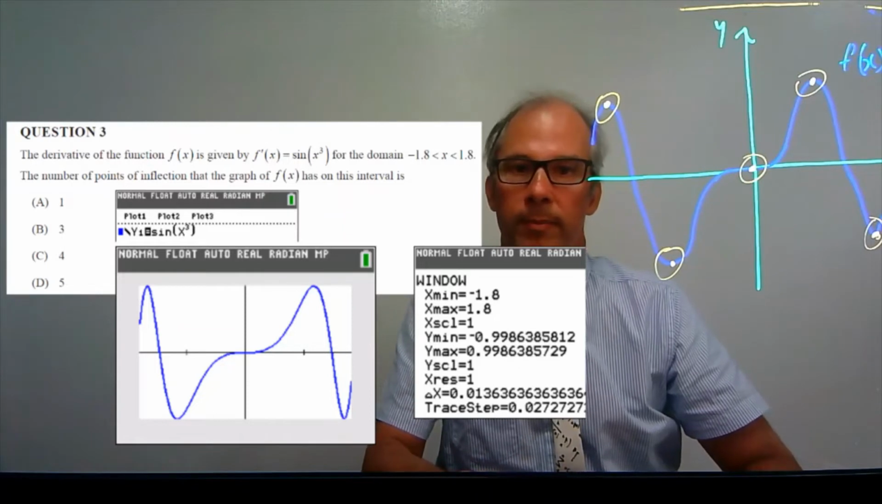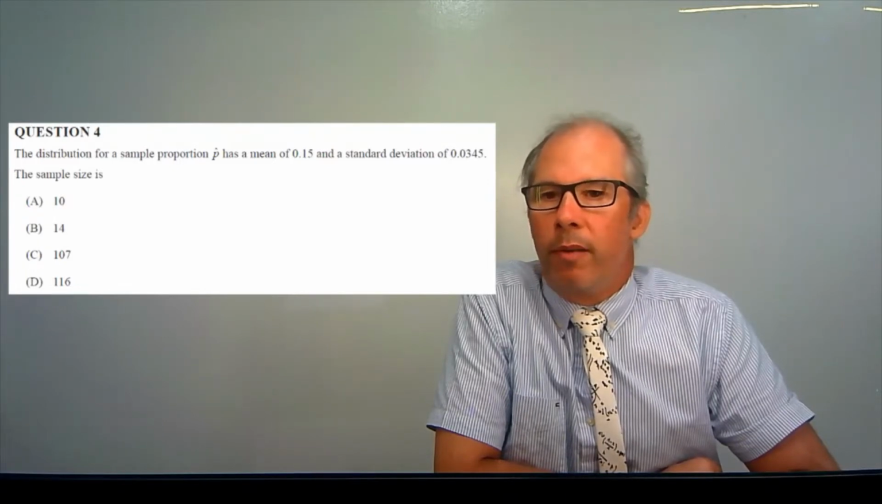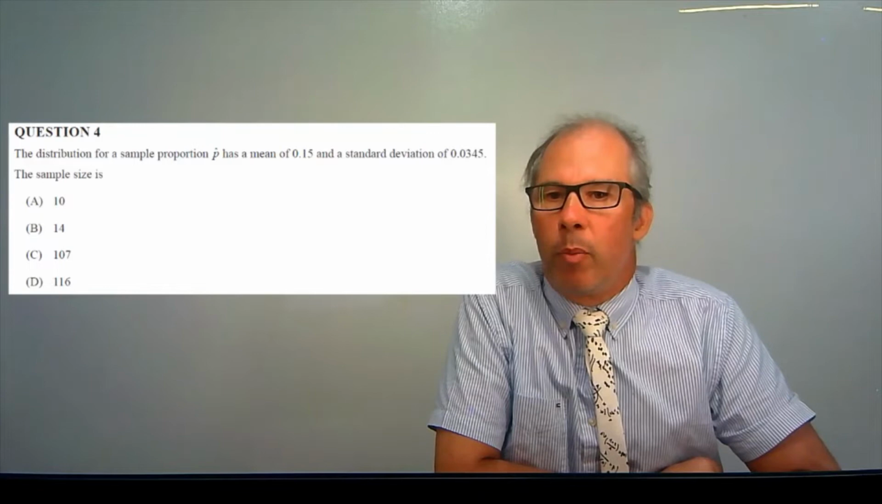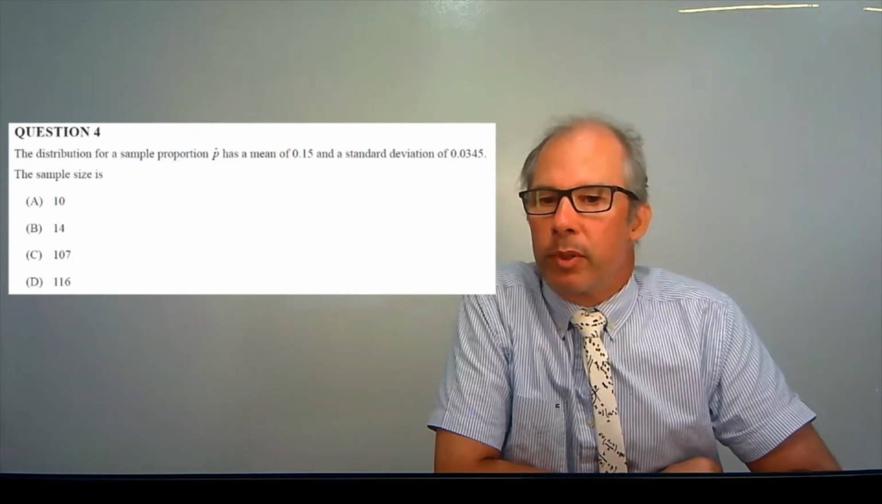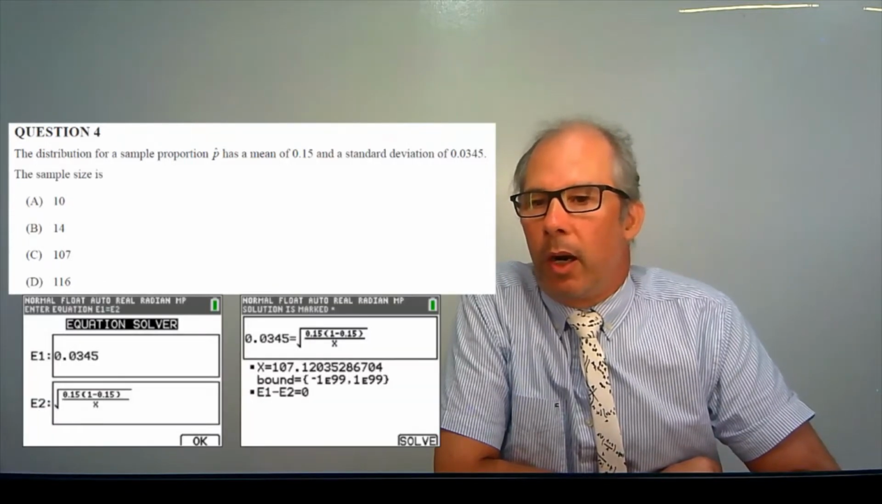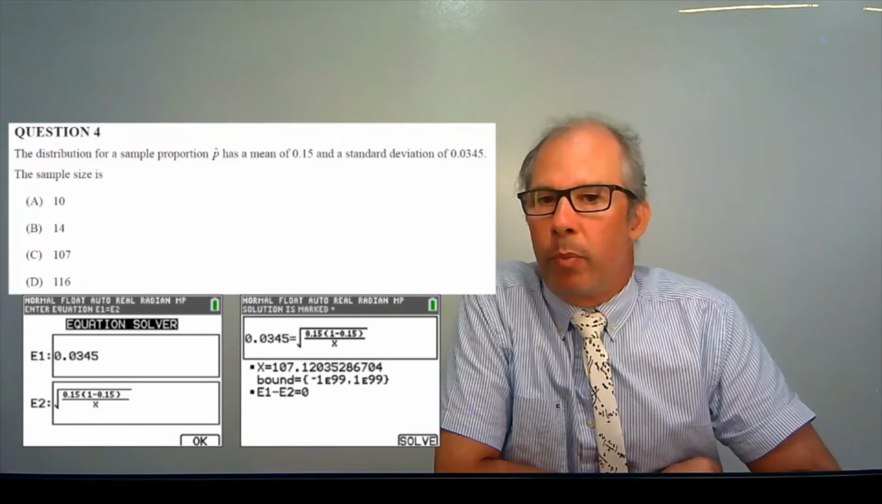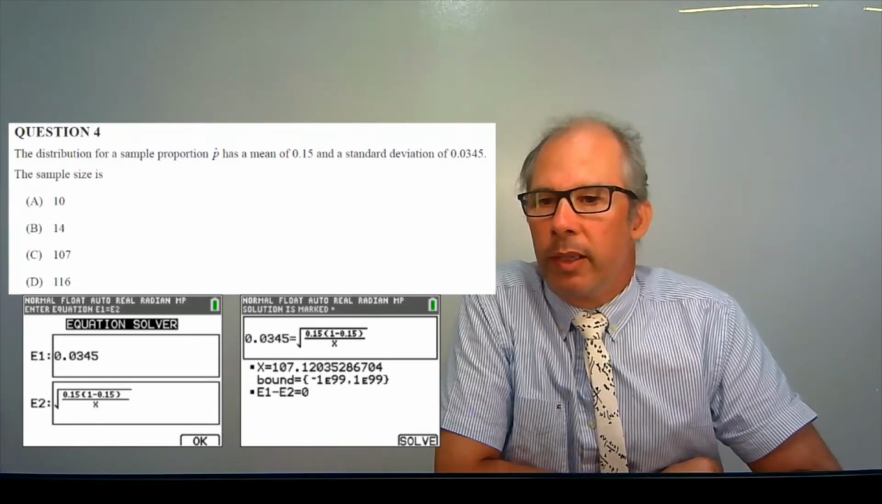Question 4, the distribution for a sample proportion p hat has a mean of 0.15 and a standard deviation of 0.0345. The sample size is, so for this particular question here, I'm just using my solver function to set up an equation equal to 0.0345, which is given.